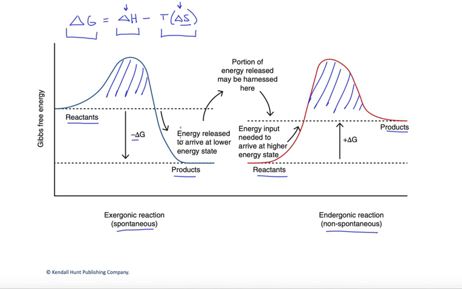And so if we have enough energy released from an exergonic spontaneous reaction here on the left, we could actually use that energy to drive an endergonic or non-spontaneous reaction where our products are actually going to have more free energy than the reactants, right? So we have to have energy input for that to occur.